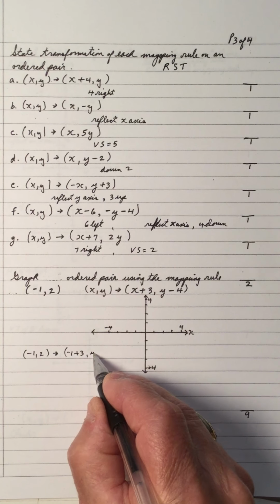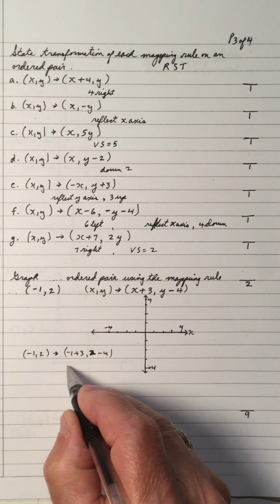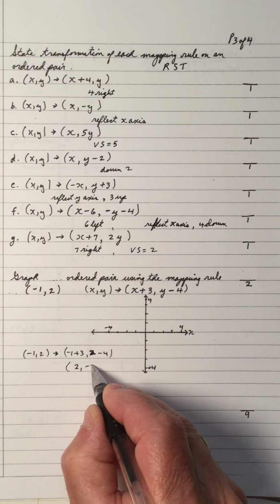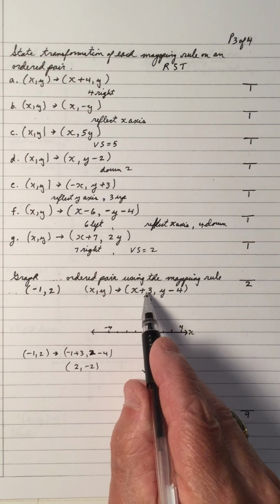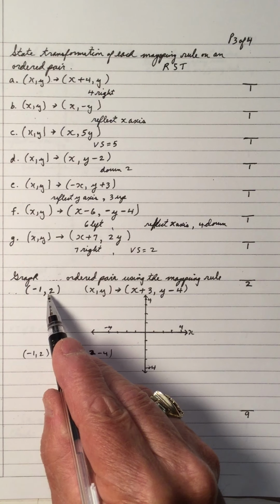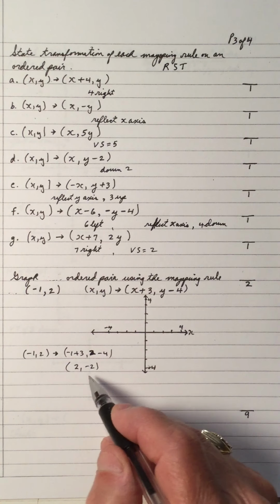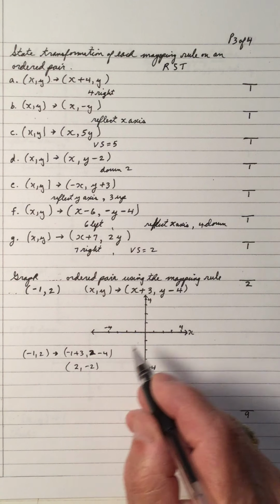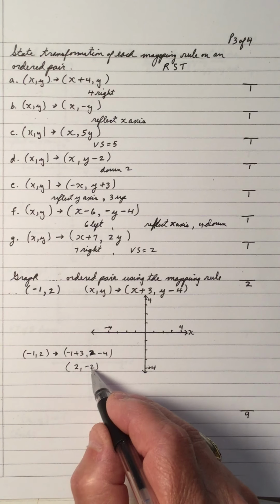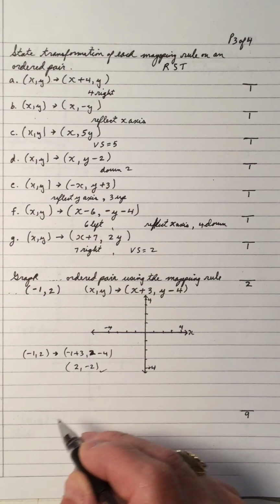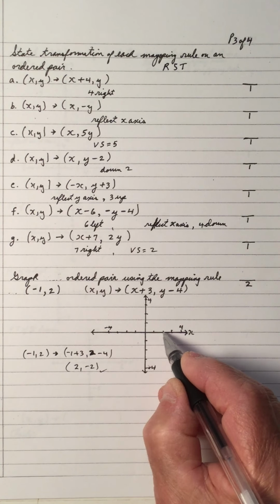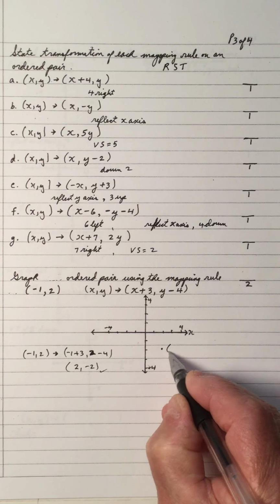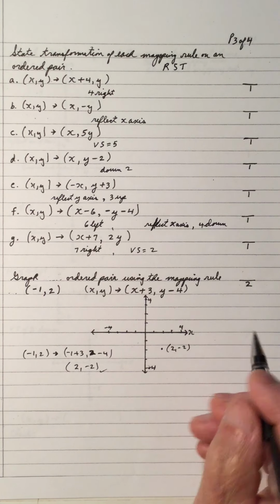And y is 2, so it's 2 minus 4. So that gives me 2, negative 2. Again, you're putting negative 1 in place of x. You get a 2, and you're putting 2 in the place of y to get a negative 2. So if you take this and plug it in, and you get this, you get 1 mark. And if you plot the point 2, negative 2, which is right there, you get the other mark.